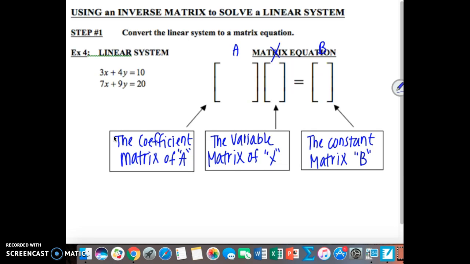So in the coefficient matrix A, we're going to be listing the coefficients of X and Y. So we see a 3, a 4, a 7, and a 9. In the variable matrix, we'll be listing an X and a Y because those are the two variables we're concerned about. And then in our constant matrix B, we'll be listing the 10 and 20.